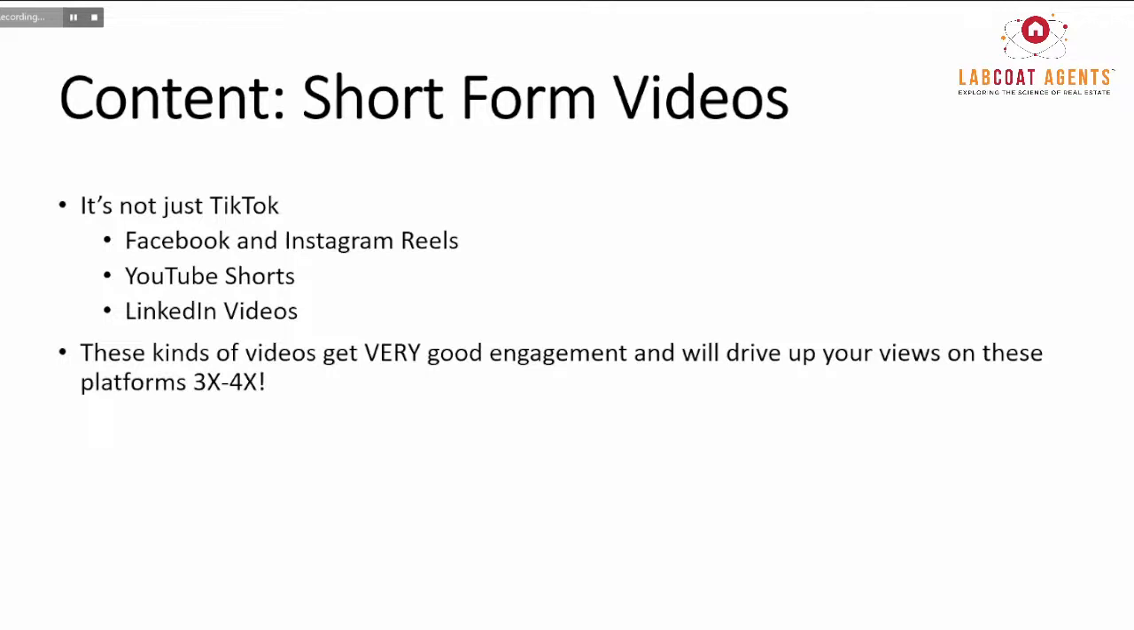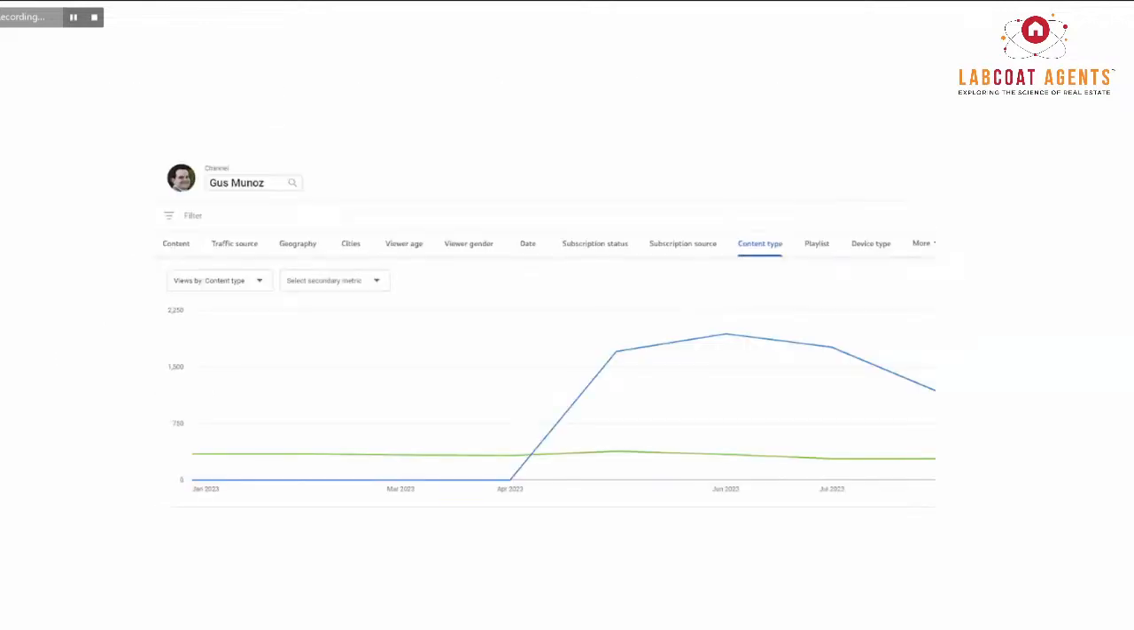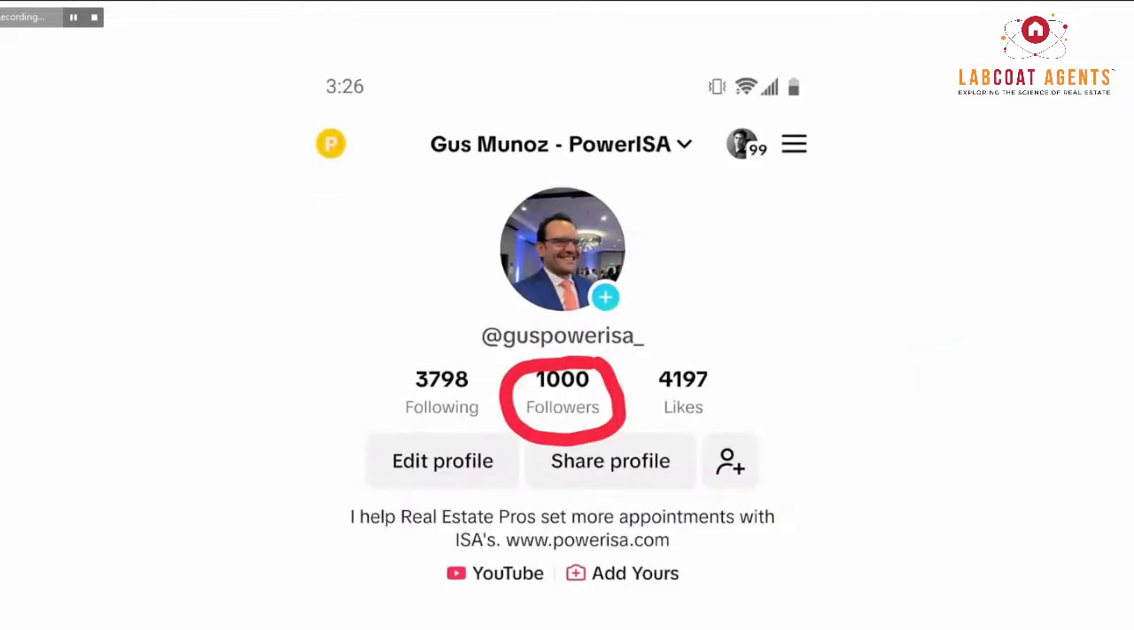They're great for engagement. Here's a quick graph on engagement. This is my YouTube. So you see that hockey stick going up to the right is my YouTube channel the month that I started posting shorts, YouTube Shorts, okay? April of 2023. My engagement went through the roof compared to where I was before, okay? This works. I got to 1,000 followers on TikTok within a few months, right? By posting short form videos every day.